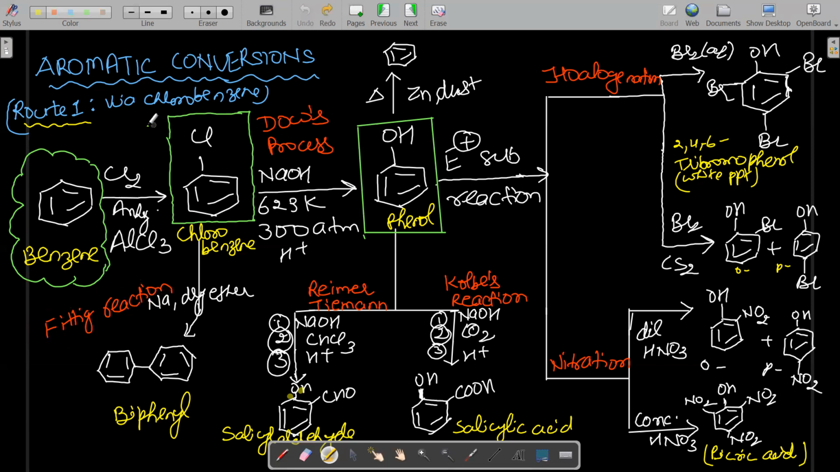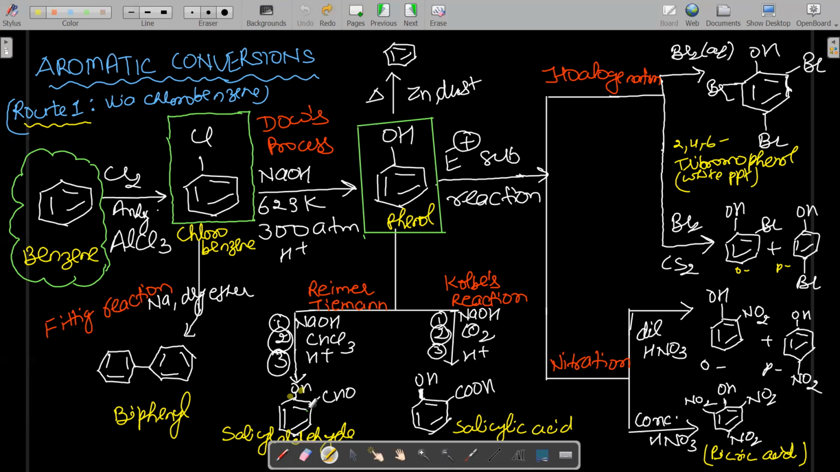Again, I am repeating the route steps. First, benzene reacts with chlorine to form chlorobenzene. This chlorobenzene has two types of reaction: one is the Fittig reaction and the second is the Dow process. By the Dow process, using NaOH at 623 K and 300 atm, we form phenol. And this phenol shows many electrophilic substitution reactions: halogenation, that is bromination in two media to form tribromo and monobromo products, and nitration also in two media, dilute and concentrated, to form mononitro and trinitrophenol.